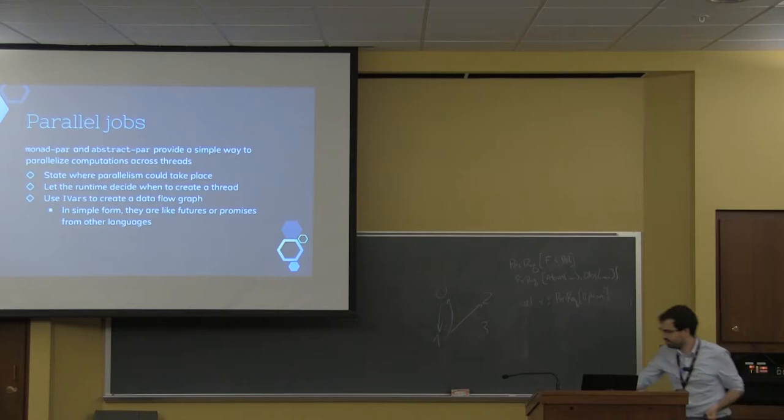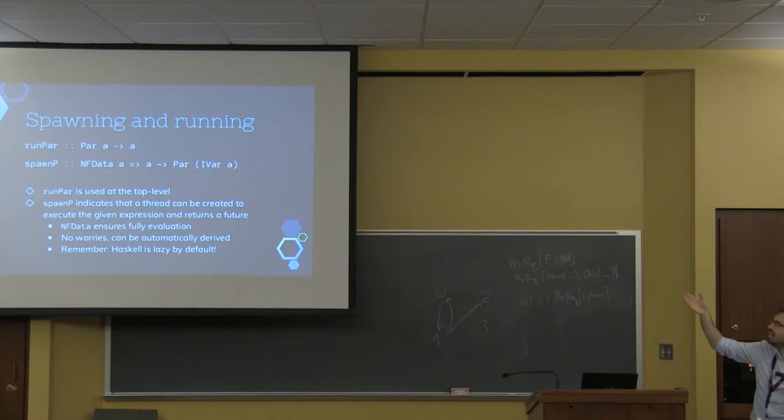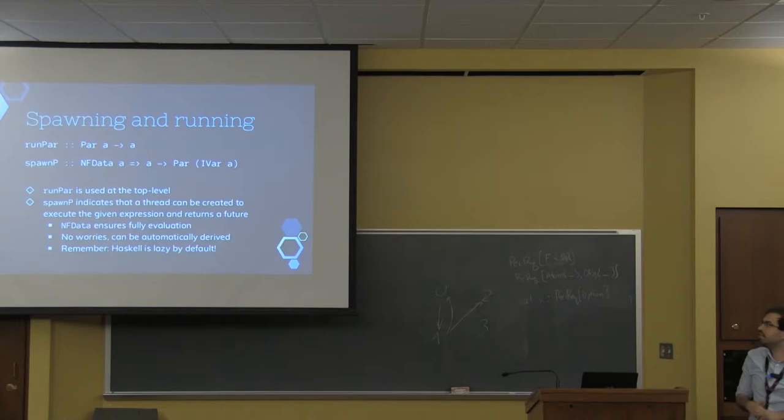So the simple interface is this thing. You call runPar, which again works in a monad, the Par monad, and that just runs this thing in parallel with other things and gets you back the end result. And if you want to create several of these threads, you use spawnP. The name sort of says you should spawn a new thread, but it's not really what is going on. This spawn is telling the runtime, hey, I would like to do this in parallel, but the runtime will ultimately decide whether this is really done in parallel or not.